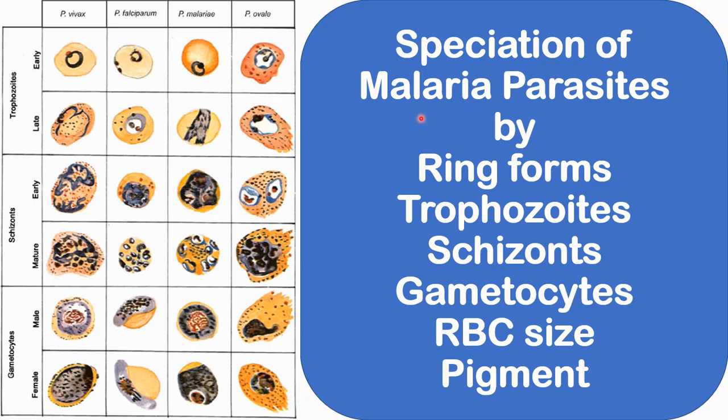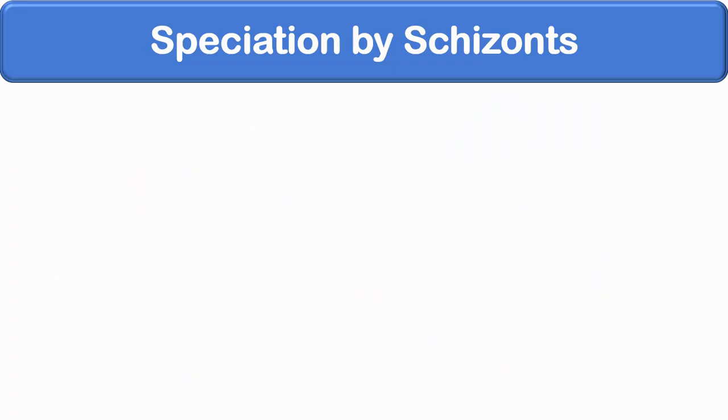The speciation of malarial parasite by thin smear is based on the detection of the ring forms, trophozoites, schizonts, gametocytes, RBC size and pigment. Parasitized RBC is normal in size and shape for Plasmodium falciparum and malariae. It is enlarged for Plasmodium vivax, whereas for Plasmodium ovale, RBCs are enlarged with fimbriated margin. We can identify different species based on the number of merozoites present per schizont.